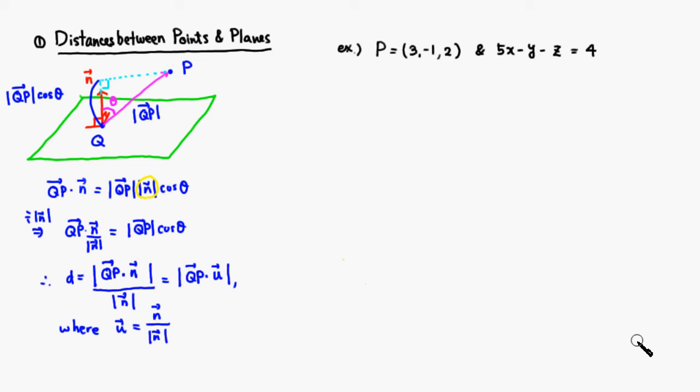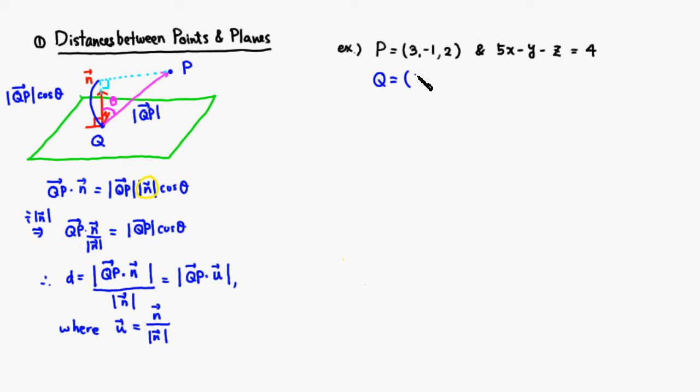Let's look at a concrete example. Point P is (3, -1, 2), and the equation of the plane is 5x minus y minus z equals 4. So first we have to find Q. Q could be any point on that plane.